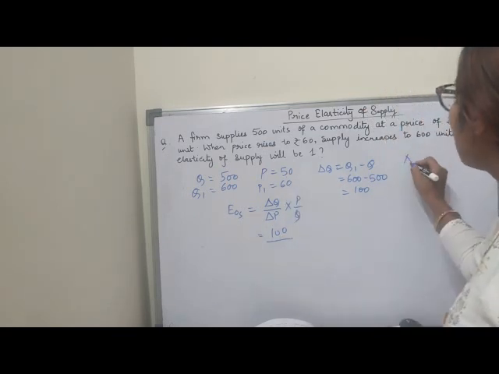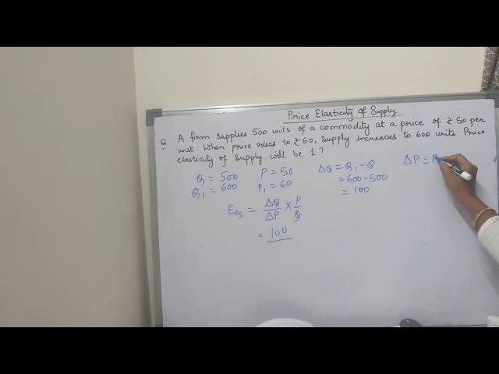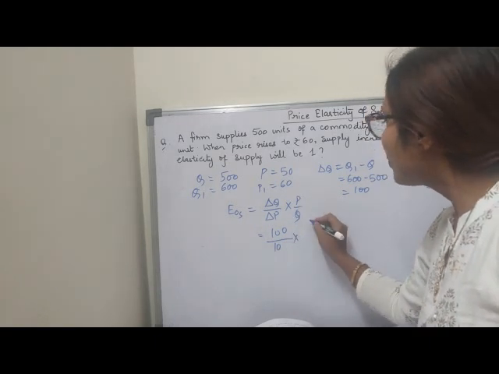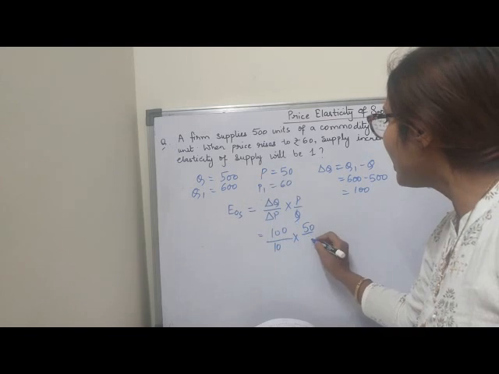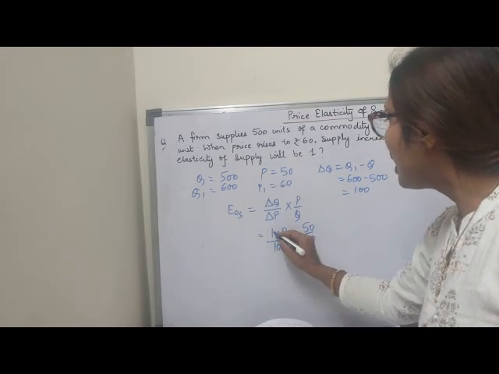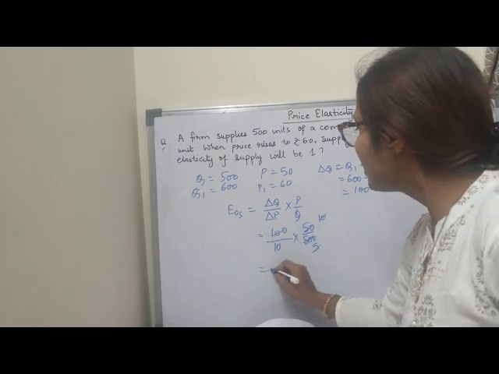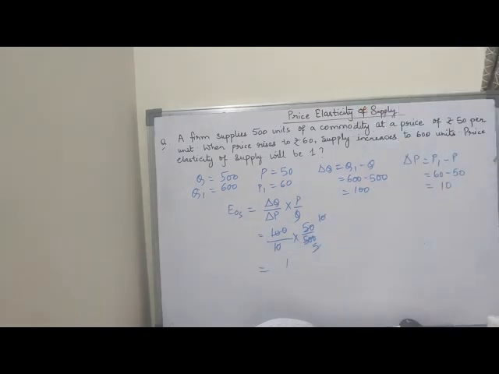Change in P is equal to P1 minus P, new minus old price. So P1 is 60 and P is 50. So it is 10. Clear? Now you see change in P is 10. Now price is how much? 50. Quantity is 500. Now 100 fives are 500, 5 tens are 50, 10 10 cut. So what the answer will be? 1. Clear children? So we can say that elasticity of supply is equal to 1.